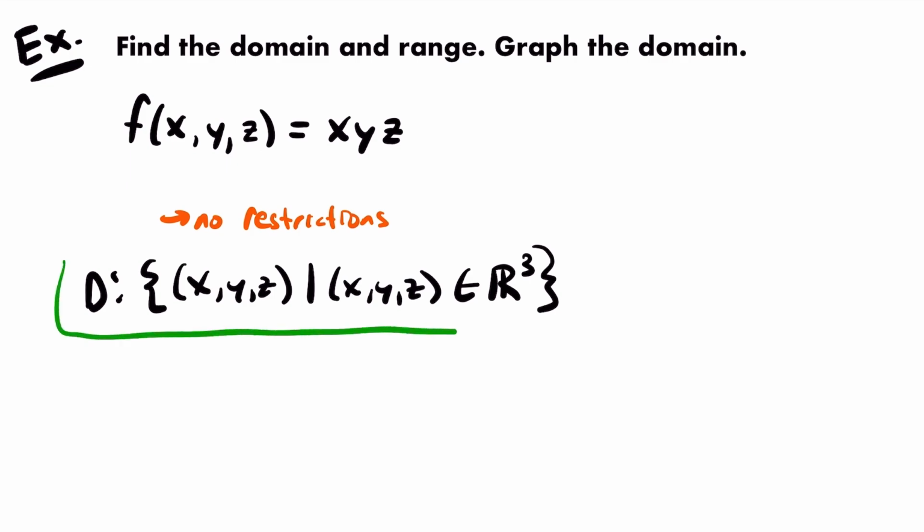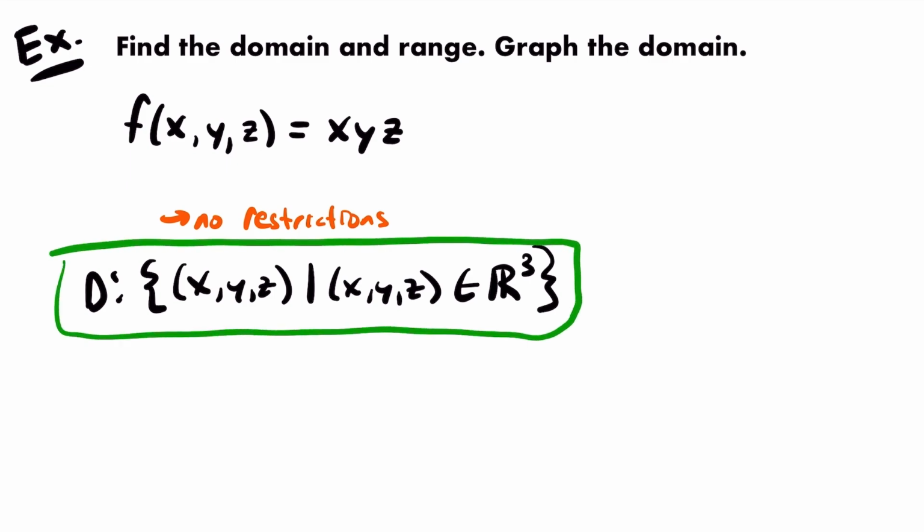Okay, so that is the domain. But what about the range? We're not going to be using z this time as a dependent variable because z is one of our independent variables. Typically, when we have 3 independent variables, what we use as a dependent variable is w. So you could also rewrite this as w equals xyz. So that's what we're going to be working with for the range here.